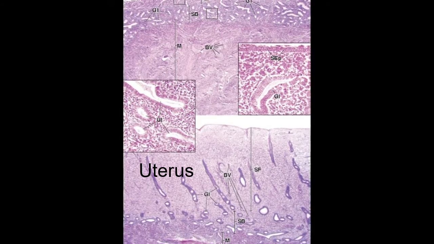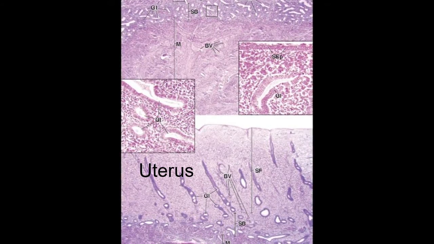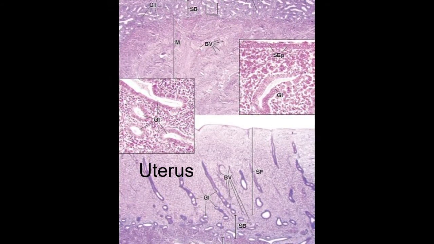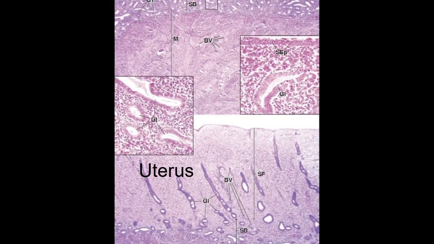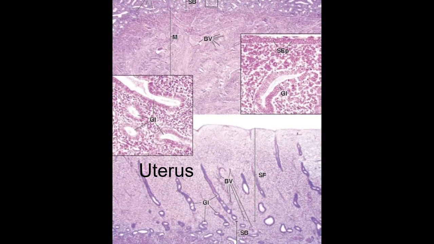Uterus. We can observe in this histological image: BV, blood vessels. M, myometrium. Sep, superficial epithelium. GL, endometrial glands. SB, basal stratum. SF, functional stratum.